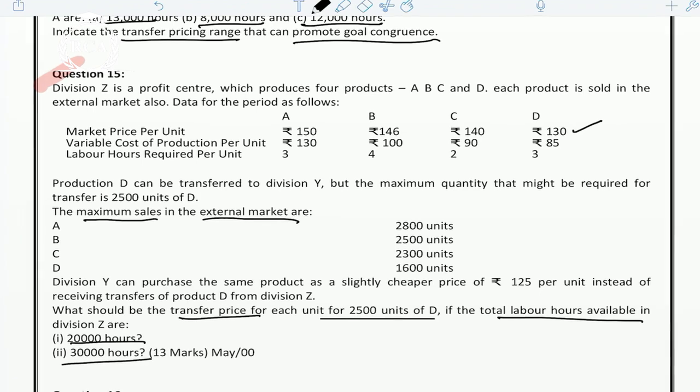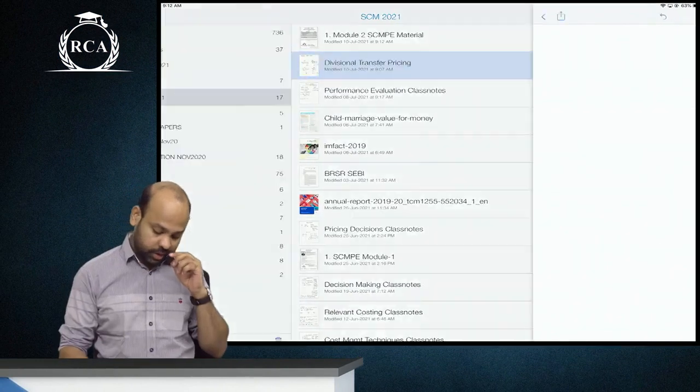I hope you've all read the question, guys. Let us now start solving the question. Question number 15.